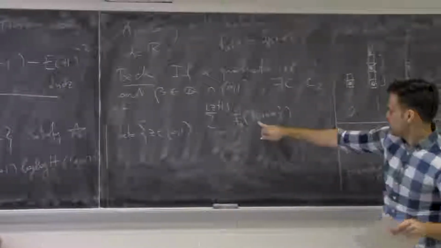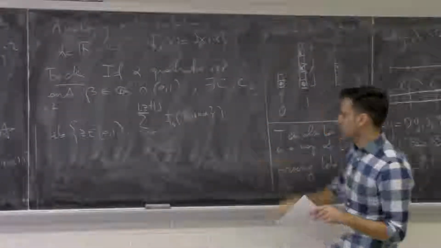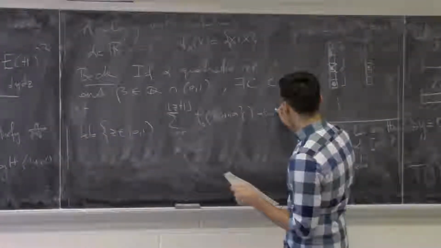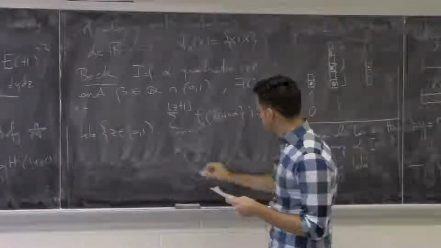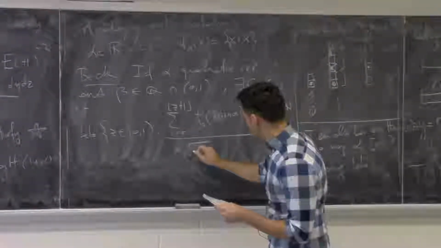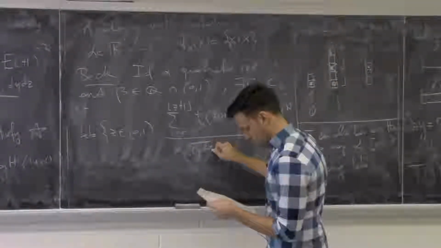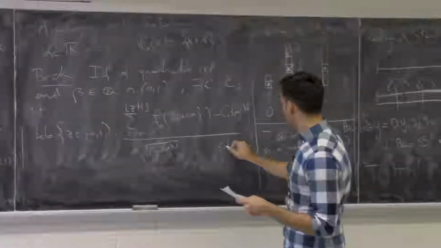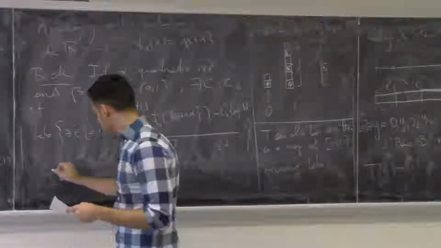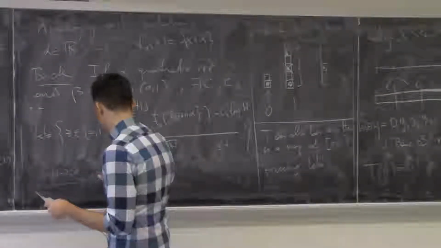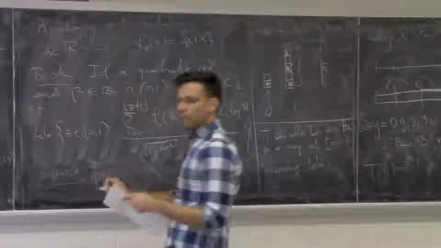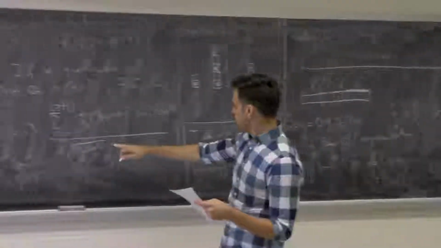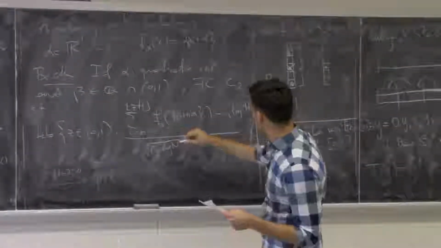So let me write here. This is the orbit of the point 0 under the rotation, okay? Minus c1 log n divided by the square root of c2 log n, less or equal than t. This converges as n goes to infinity to exactly the distribution function of the Gaussian. Okay, so here I forgot to subtract beta.